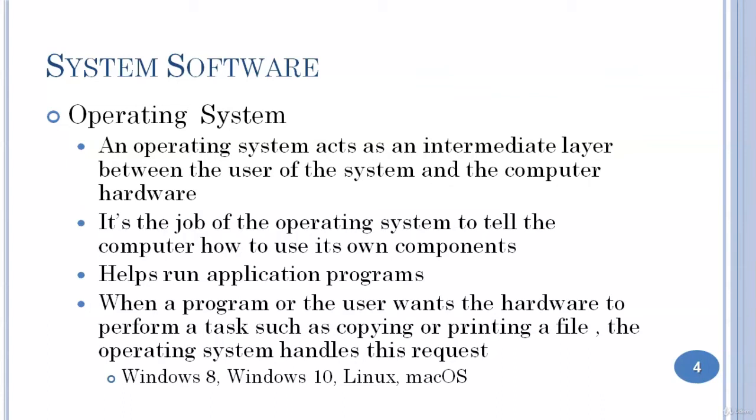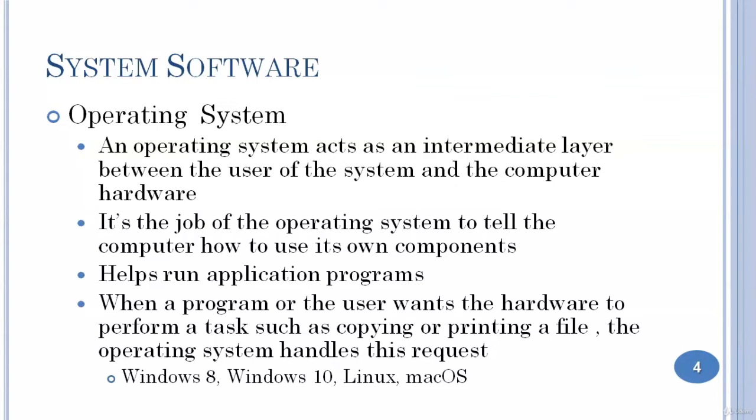Now, when you are running a program or software, and the program, in other words the user of that program, wants the hardware to perform a specific task, for example copying or printing a file, then the operating system handles this request. Okay, so the operating system basically tells the hardware to accomplish this request.